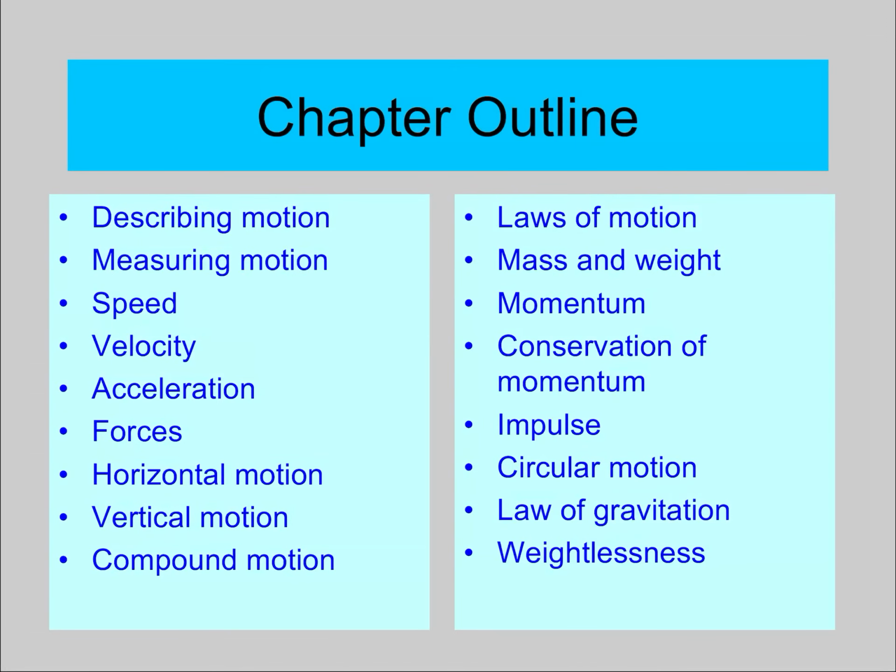So in this chapter, we're going to describe motion. We'll talk about measuring motion, speed, velocity, acceleration, forces, 3 types of motion: horizontal, vertical, and compound. Laws of motion: mass and weight. Momentum, conservation of momentum. Impulse, circular motion, law of gravitation, and weightlessness.